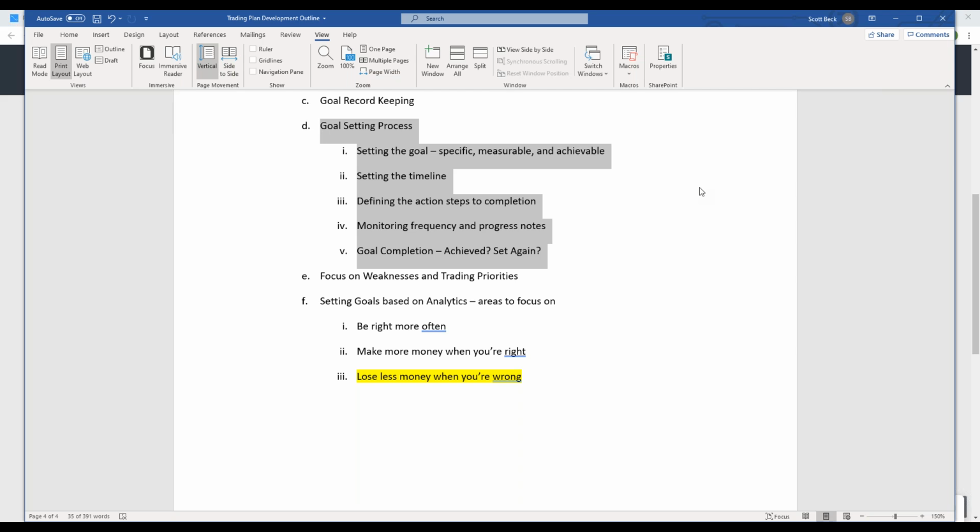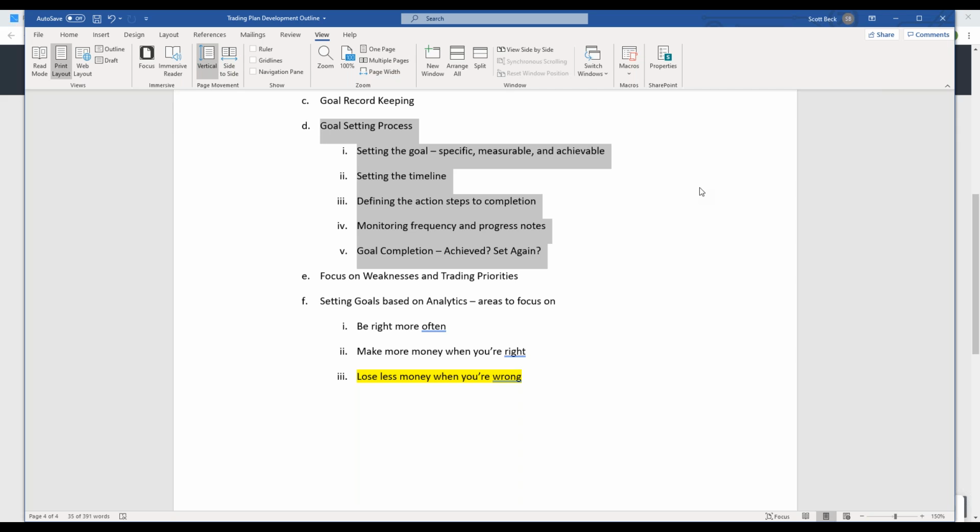Our goals should be focused on weaknesses and trading priorities, and the only way you'll be able to identify trading priorities is through a good risk management structure. So make sure you're managing your risk, and a good record keeping structure. Make sure you're keeping records that you'll be able to see what's going on. So, weaknesses in trading priorities. Now, as we really focus on improving, there are three things that we can do to be better traders.